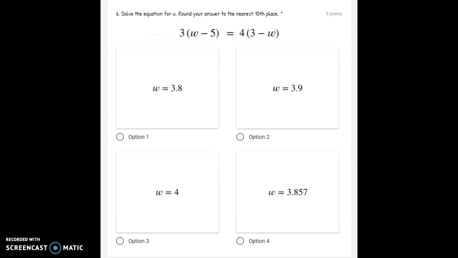Number 6. Solve the equation for w. Round your answer to the nearest tenths place. 3 times w minus 5 equals 4 times 3 minus w.